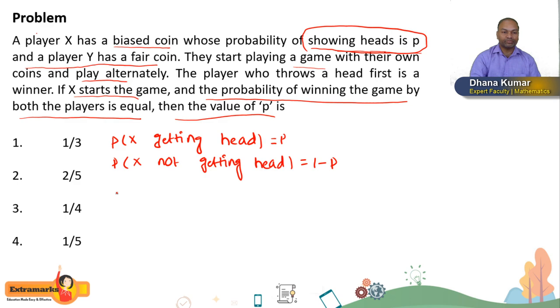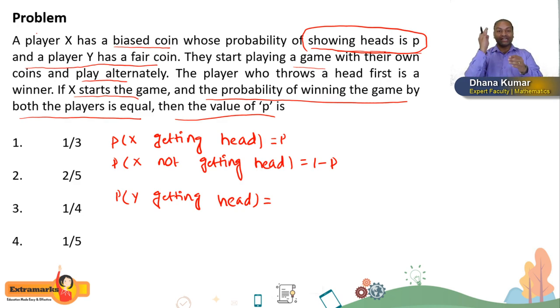Similarly, coming to Y. Y getting head. Y has a fair coin. Okay, fair coin means what I told, one side head, second side tail. So if a coin is tossed, probability of getting head is equal to what? 1 by 2, because only 2 faces, and getting head means only 1. So 1 by 2.